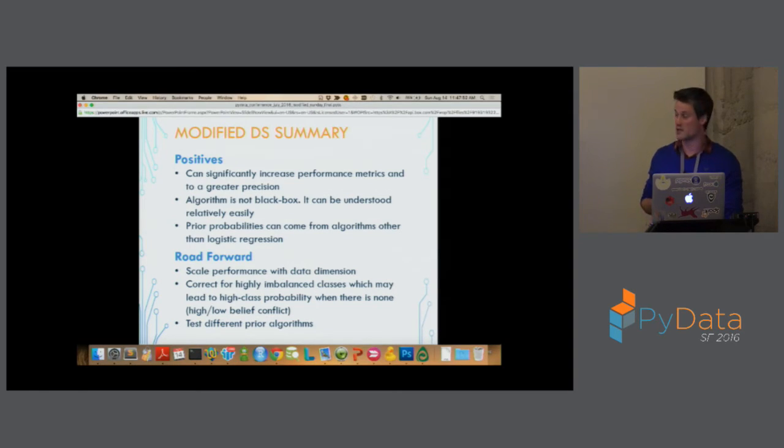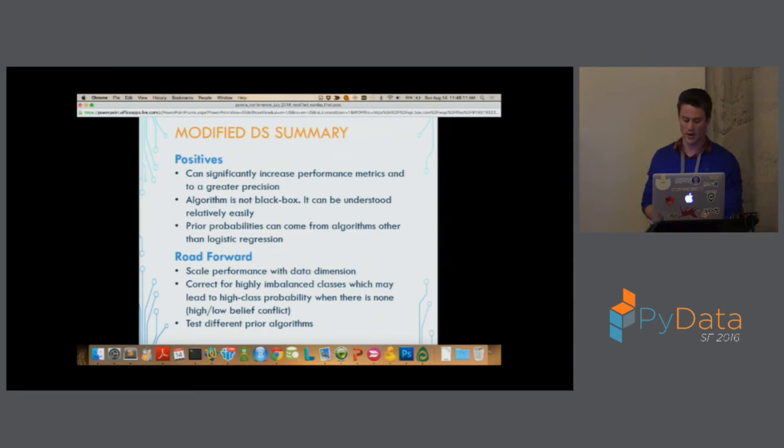And so the algorithm is not a black box. If you understood the examples Taposh gave you, which I think are fairly straightforward, then that's kind of what you need to know as far as the algorithm. We're just doing a few little things that are different, which I'll go over.